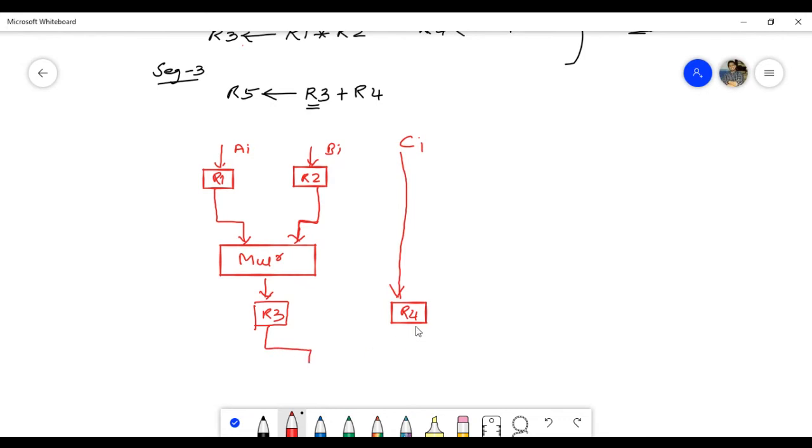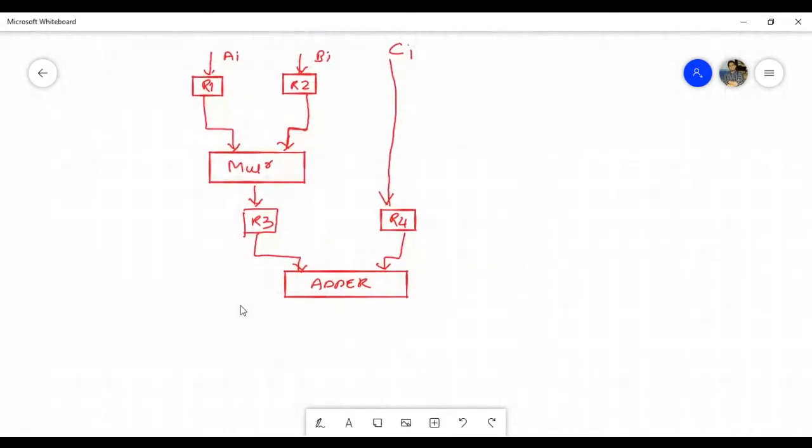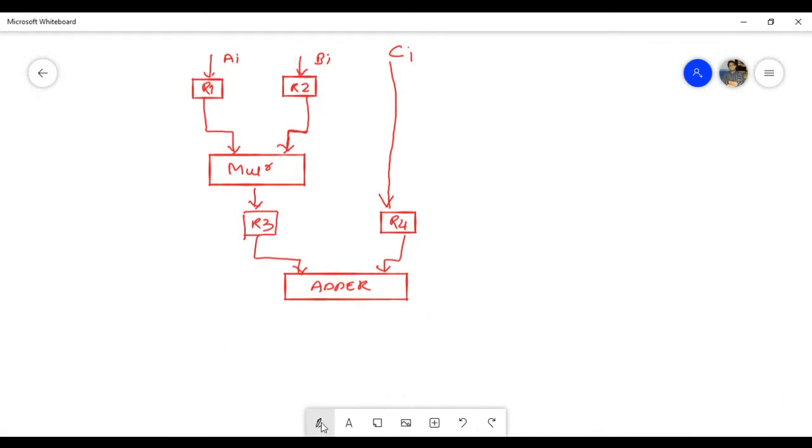Here we will perform the addition operation. We will use an adder here. We add R3 and R4 in the adder, and we will store the result in R5. Okay, the result is stored in R5. So this is the flowchart representation. This is the segment here. Here it is one segment, till here it is the second segment, till here it is the third segment.